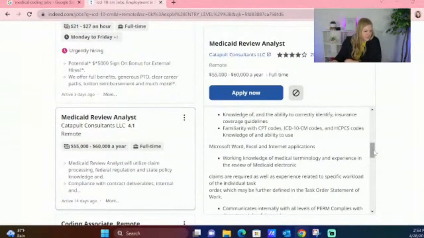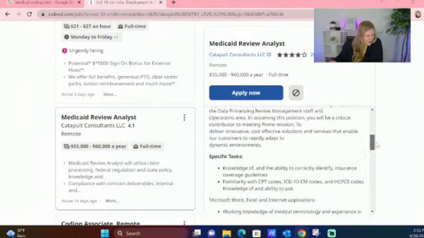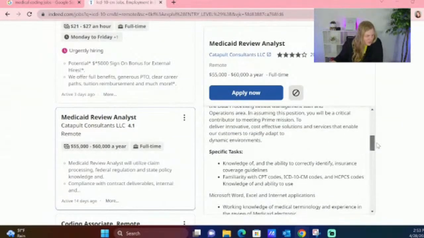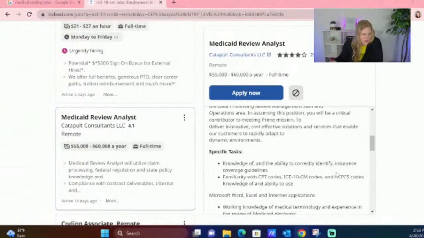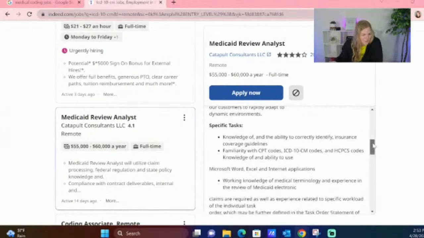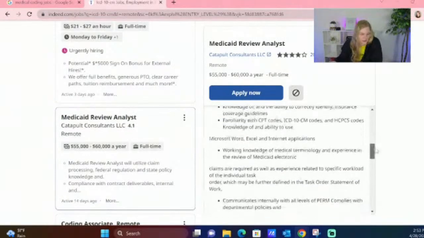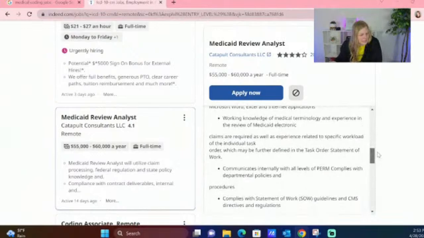Let's see here. Prime mission, someone's saying, I think prime mission is what's stated in the next sentence. It must be how they refer to their organizational mission statement. Okay, that I can see. That's kind of interesting. To deliver innovative, cost-effective solutions and services that enable customers to rapidly adapt to dynamic environments. I love when people write things that don't really mean things, just so that they sound super innovative and smart.